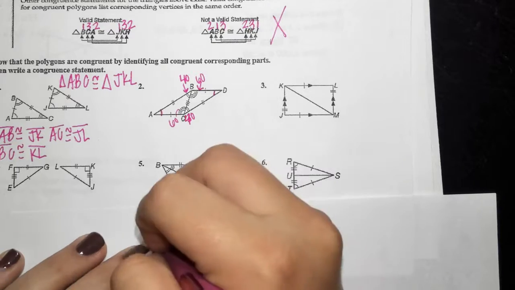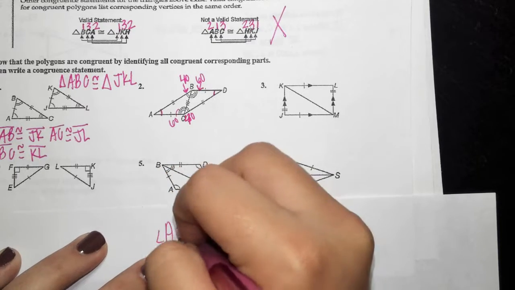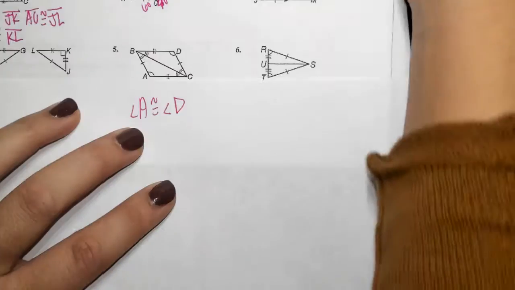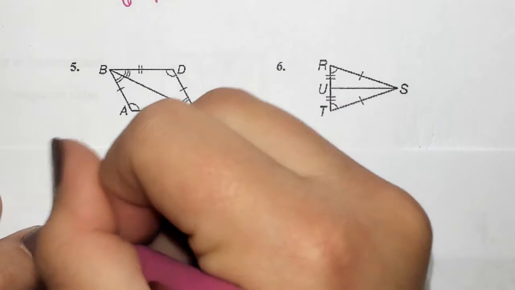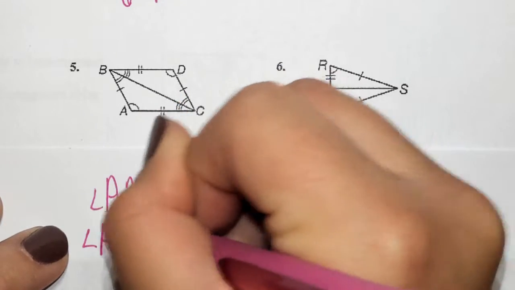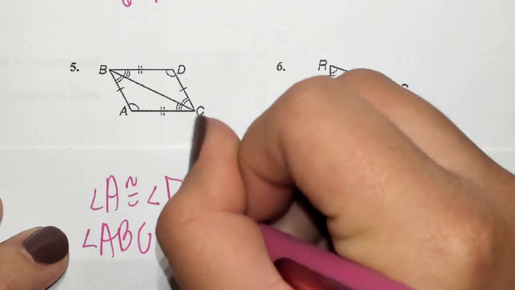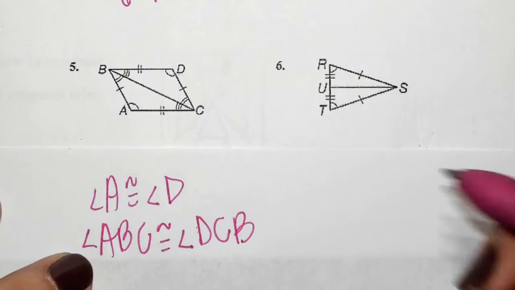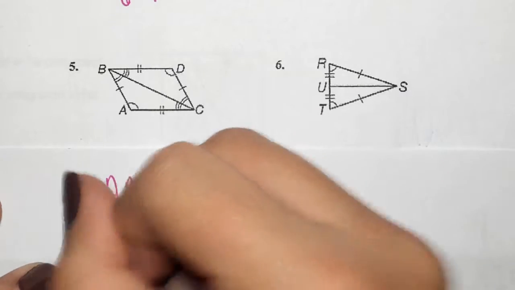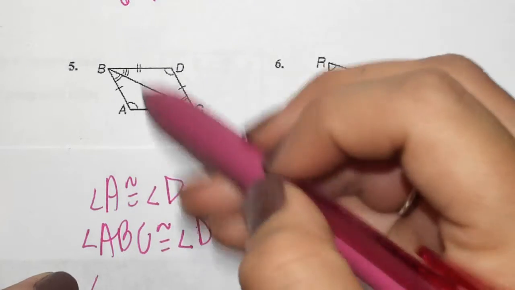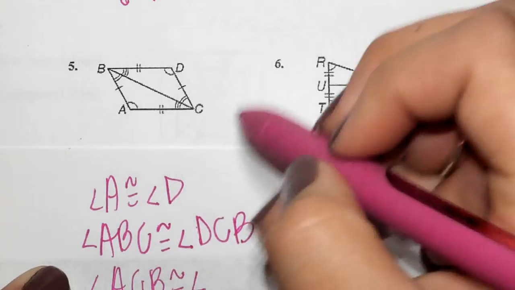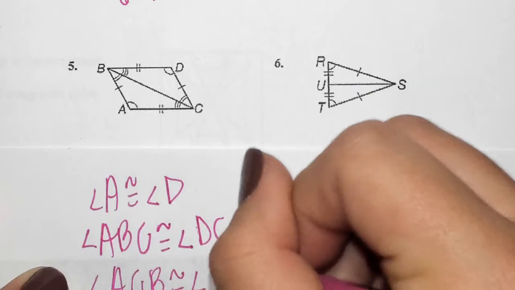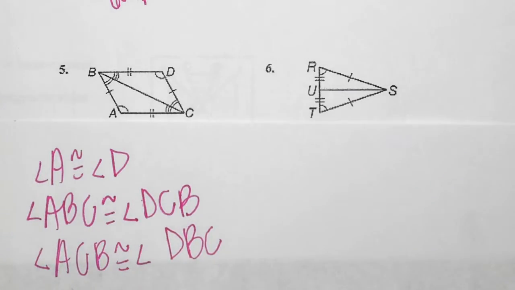Okay, so you should have angle D is congruent to angle A. Then you could have angle ABC is congruent to angle DCB. Then your third angle would be angle ACB is congruent to angle DBC. Okay, so those are your 3 angles.